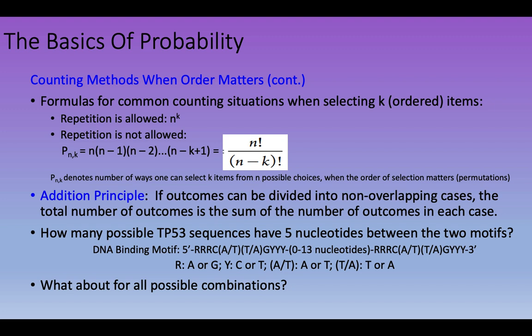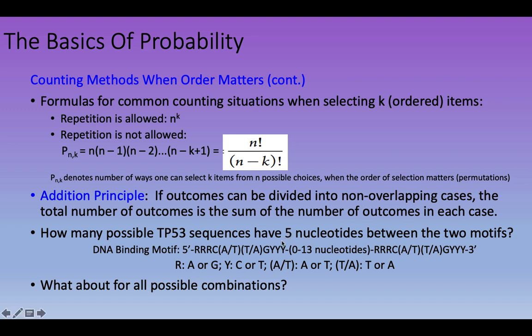But what do we do if we want to look at all possible combinations? So now we're thinking about non-overlapping cases, right? What about if we have 1 nucleotide in the middle? What if we have 2 nucleotides in the middle? What if we have 3 nucleotides, 13 nucleotides, right? Each one of those cases is a non-overlapping case of possible combinations. So to do that, what we need to do is apply the addition principle.